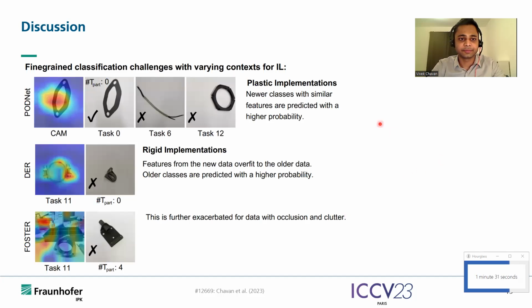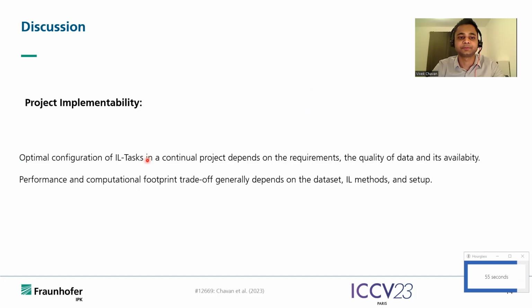We briefly categorize the approaches as plastic and rigid. The plastic implementations tend to learn new data much more easily, but they also more confidently predict the newer data, and the features learned from old data, when tested at newer tasks, tend to overfit to newer data, whereas for rigid implementations, the features learned from new tasks tend to overfit to older data, and old objects are predicted with a higher confidence.